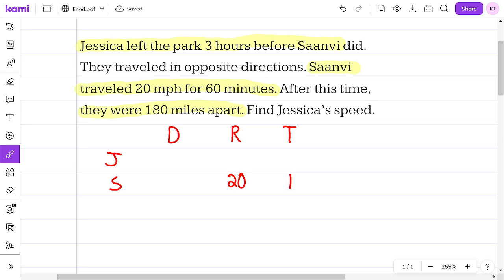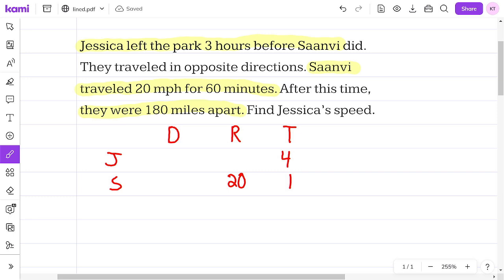We also know that Jessica left the park 3 hours before Sanvi did. So in that case, I would have to go ahead and add 3 hours onto Sanvi's time. So 3 plus 1 would give me 4 hours. And this is all the information I can fill in my table just based off of the words itself.